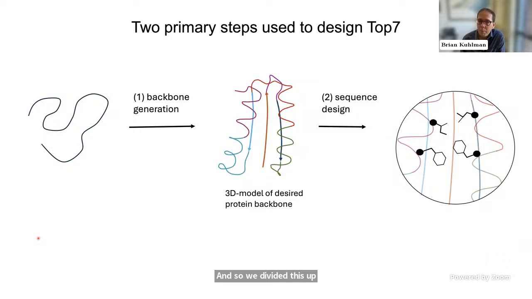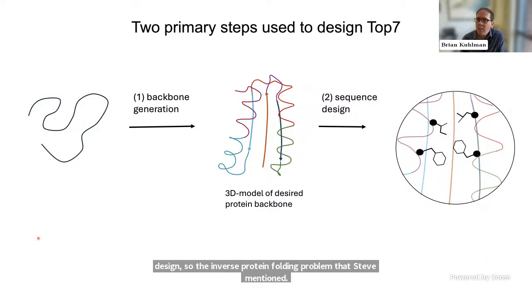One being backbone generation, so creating protein backbones that adopt our target topology. And then in the second step, sequence design, so the inverse protein folding problem that Steve mentioned. And so I'm just going to dive into each of these a little bit more.